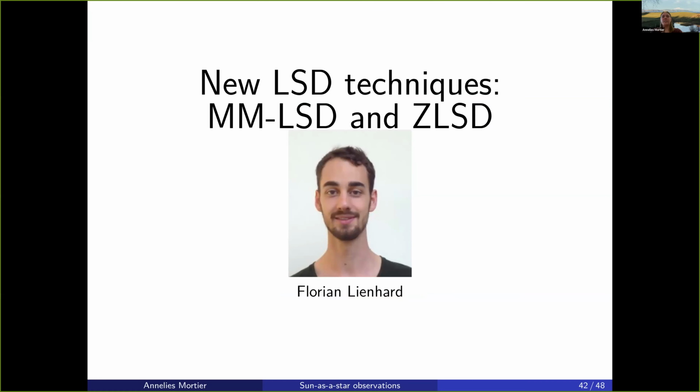But I want to quickly find the time to highlight my brilliant PhD student, Florian Linhart, who has been working on enhancing the LSD techniques, and that stands for least squares deconvolution, not the other thing, and has designed both an MMLSD pipeline and the ZLSD pipeline. The MMLSD pipeline, which stands for multi-mask LSD, has been published recently. The code is online, it's on his GitHub page, and we have confirmation that you can make it run on Windows as well if you would want to. And other people on Linux and Mac have also successfully been able to use it.